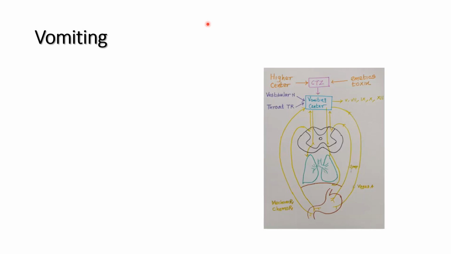Vomiting is an important topic in gastrointestinal physiology. Vomiting is the forceful expulsion of contents from the stomach and intestine. Vomiting is controlled by the vomiting center, which is located in the reticular formation of the medulla oblongata near the vagus nuclei.